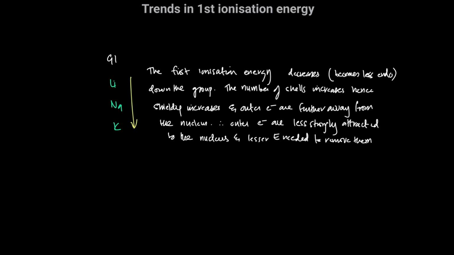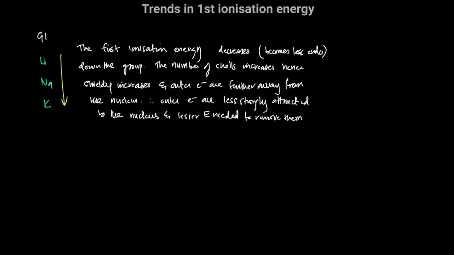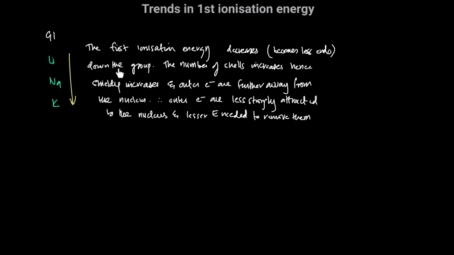So this is the idea. What we see is that the first ionization energy becomes less endothermic down the group. This is true for any group. For example, iodine has a first ionization energy that's less endothermic than bromine, which is less than chlorine, and so on. So when you go down any group, the first ionization energy will become less endothermic, or it will decrease.